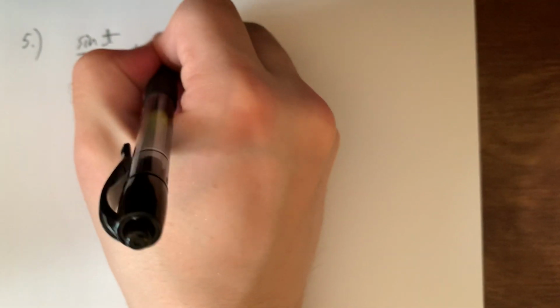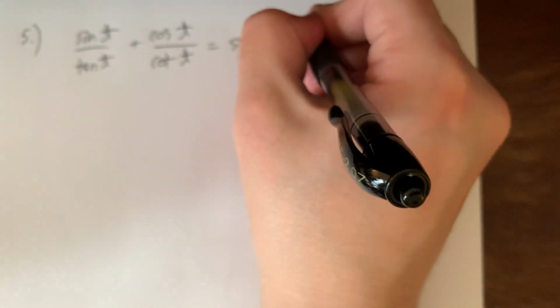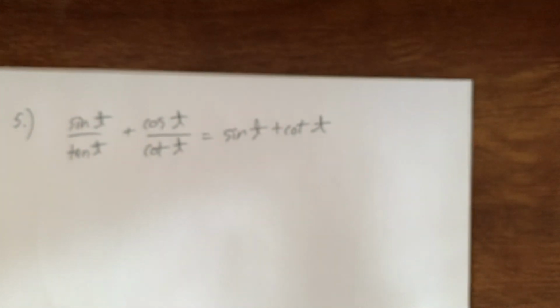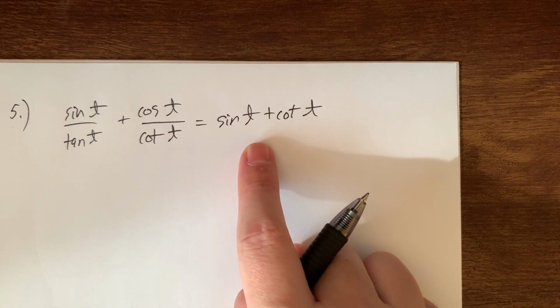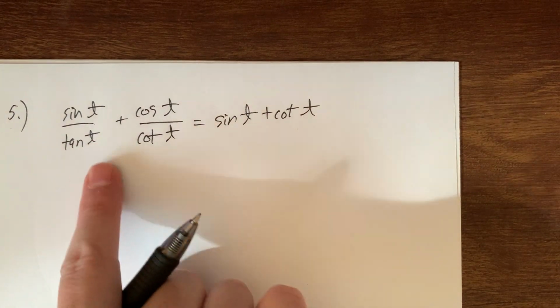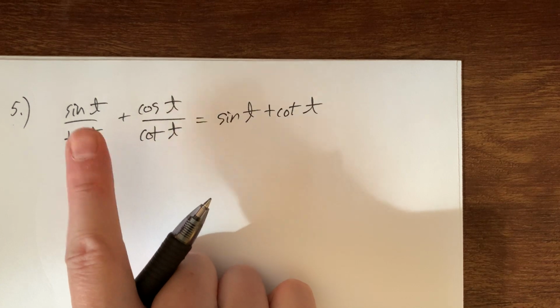So, last one. Let's take a look at sine t over tan t plus cosine t over cotan t equals sine t plus cotan t. Now I've changed my variable from x to theta to t, and again, that doesn't matter. It's one more time. Pick the more complicated side. Now they both have addition, but now this has a lot more trig functions. So I'm going to pick this one.